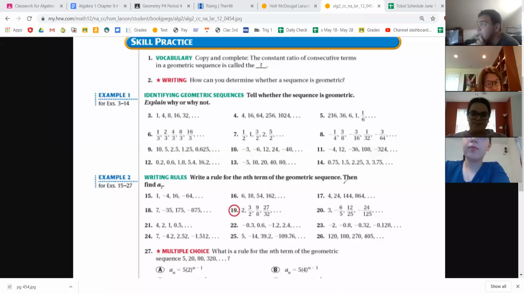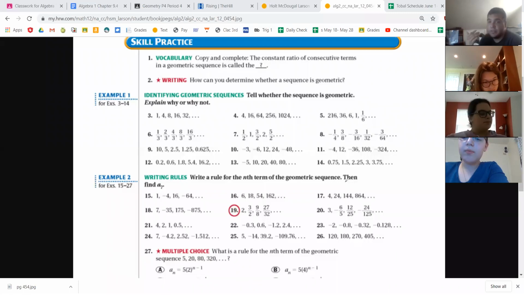All right. Okay. So today we're going to do geometric sequences. The last time, what we did was arithmetic sequence. Arithmetic meant adding. Geometric means your ratio is multiplying or dividing. So you're multiplying up or you're dividing down.